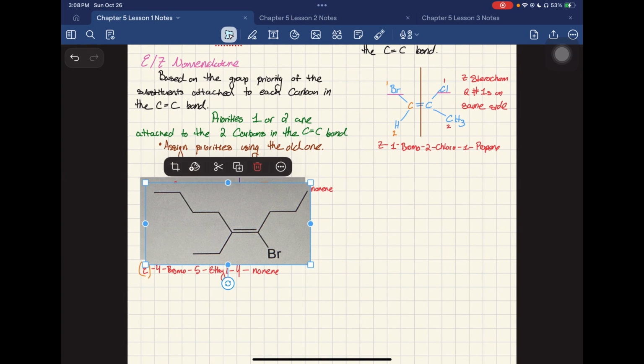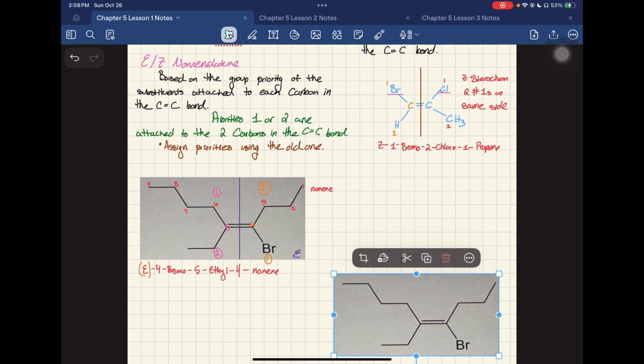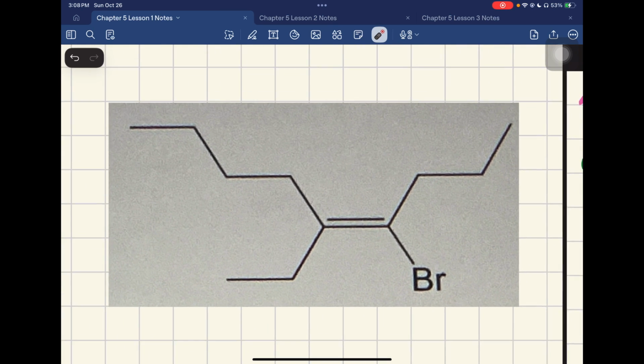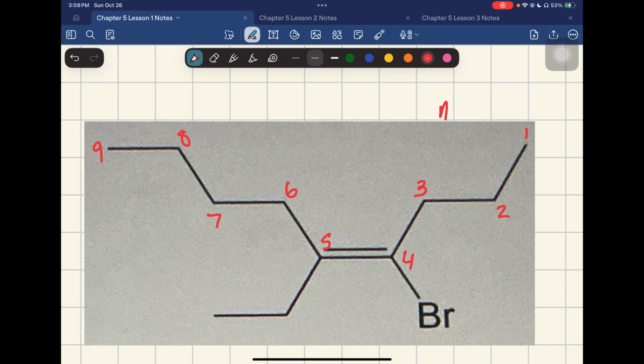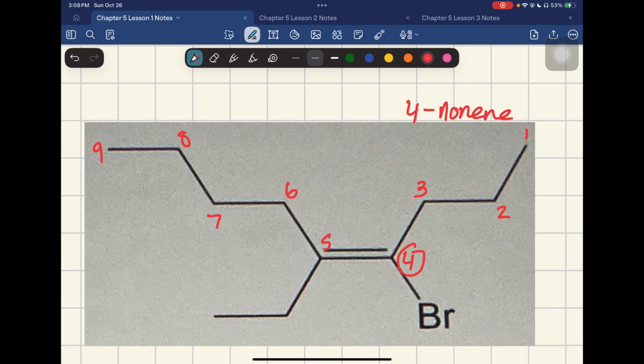Let me copy this over so that I can go over it with you. So we have this, right? We can start by naming the entire thing. If we start from which side will we have the lowest number on the carbon double bond? That's on the right side, right? So we have 1, 2, 3, 4, 5, 6, 7, 8, 9. 9 tells us that this is nonene, and 4 tells us that that's where the double bond starts. So we have 4-nonene, right?